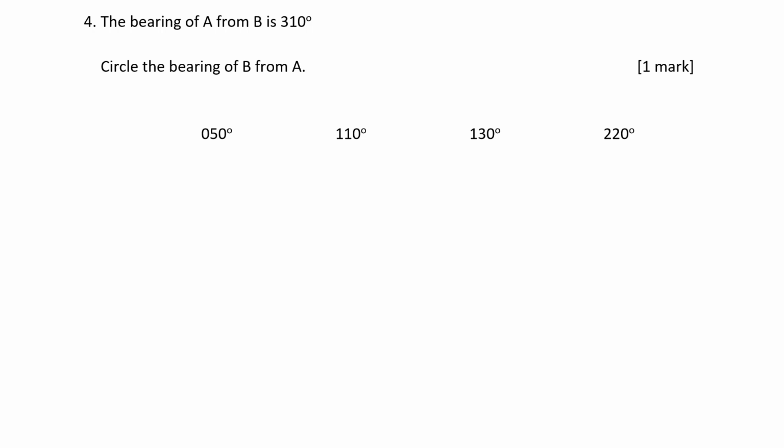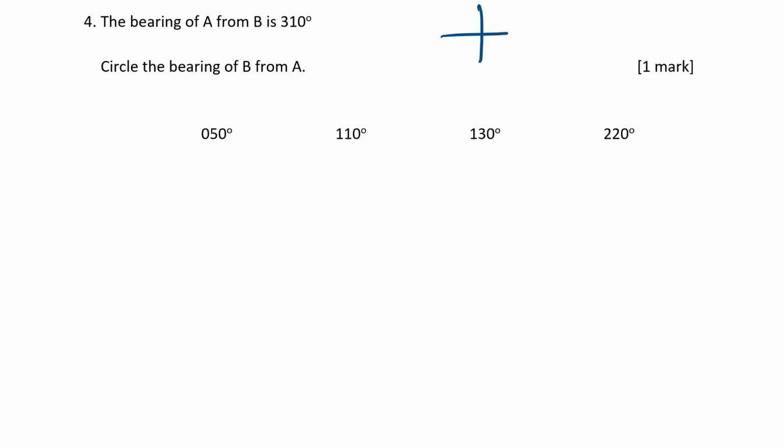Question 4. The bearing of A from B is 310 degrees. Circle the bearing of B from A. Okay, now you need to get it clear in your ofs and froms here. The bearing of A from B. So that means we're leaving B and we're going towards A, and that is a bearing of 310.